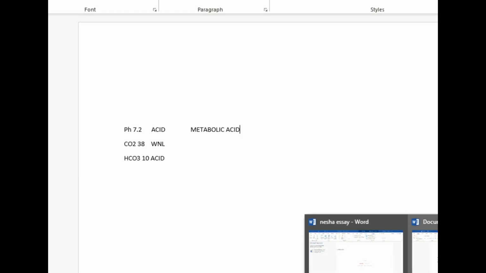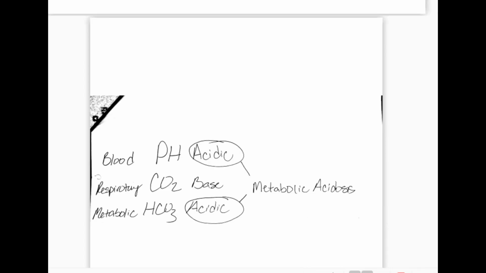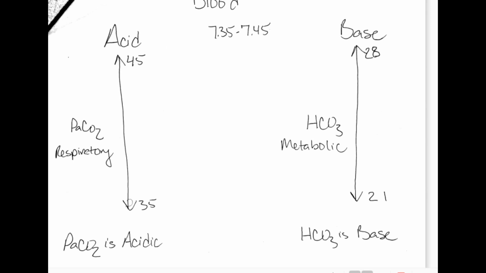The CO2 isn't, because it's 38. It's between 35 and 45, with 45 being closer to acid. So that means it's not causing the problem. As you can see, 45, 35, it's right smack in the middle at 38. So it's within normal ranges. It's trying to place us in homeostasis.